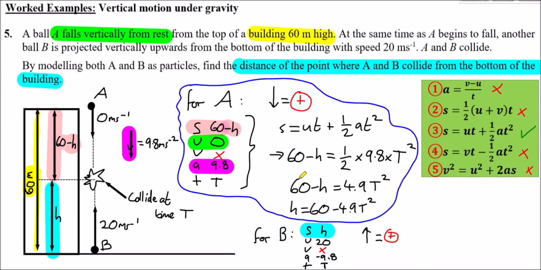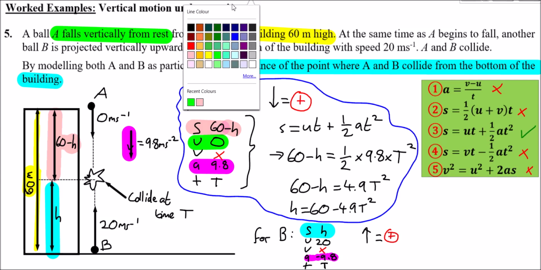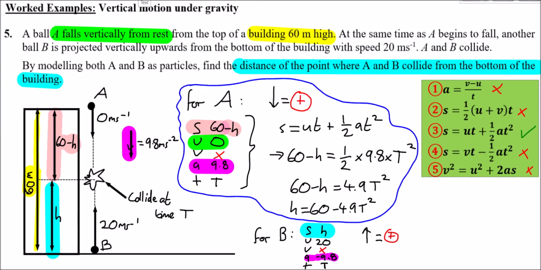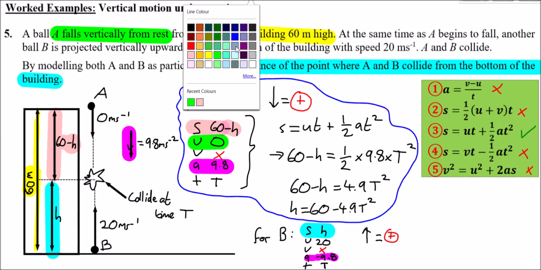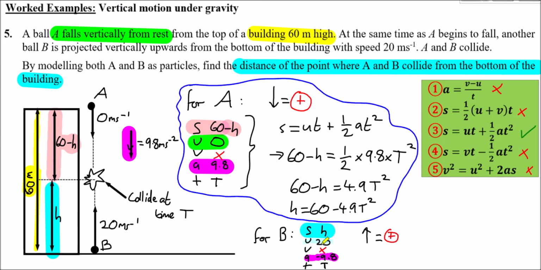So again, I can label in what I know for particle B. And u for B, I need a different colour here. I'll go for this one, very similar to the colour I've used for s. Anyway, never mind.